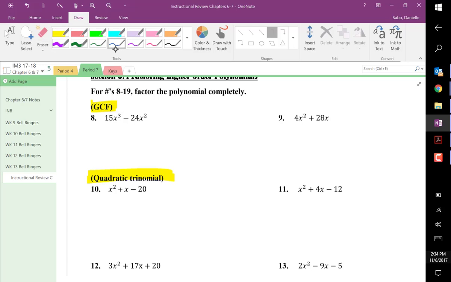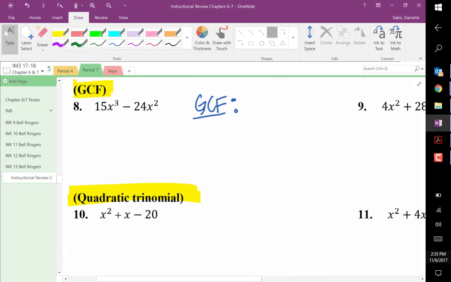So, GCF, we have to find what is the greatest common factor between both of them. What number goes into both 15 and 24? Not 2. You're right, not 2. Neither of them are, well, only one of them is even. So 2 does not work. What's another one? 3. Yeah, 3 works for both of them.